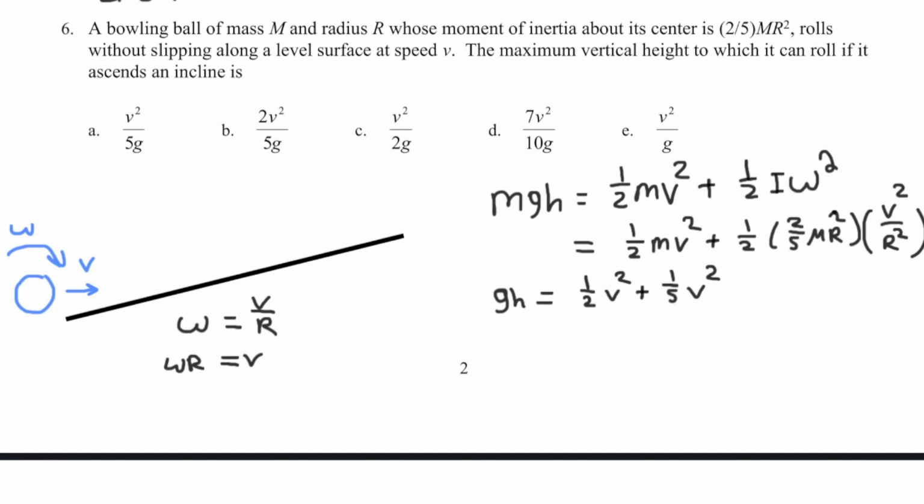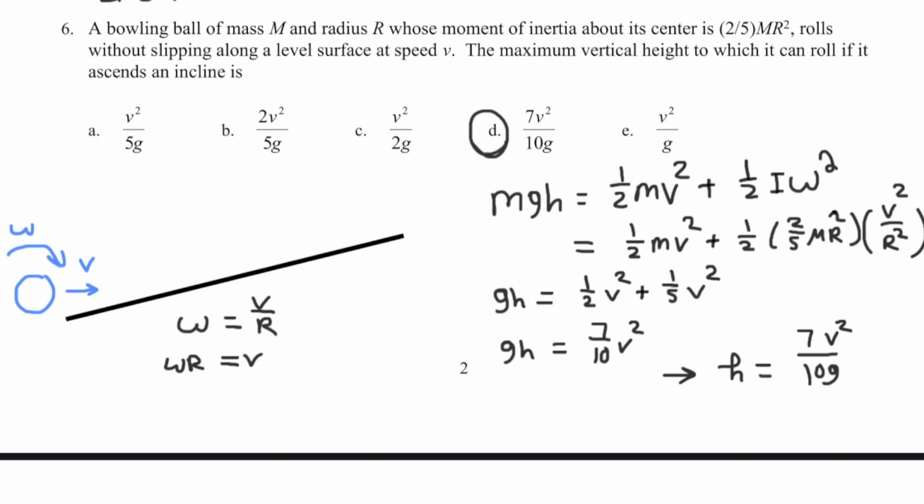And then simplifying, we get GH is equal to, let's see, 1/2 is 5/10, and 1/5 is 2/10, so this is 7/10. So then dividing by g, we do get the fact that h is equal to 7v squared over 10g, which is answer choice D.